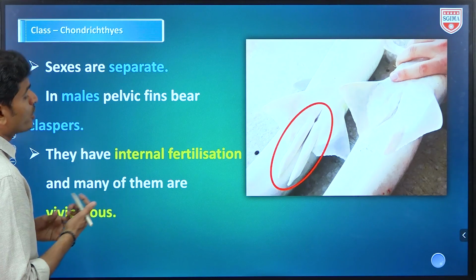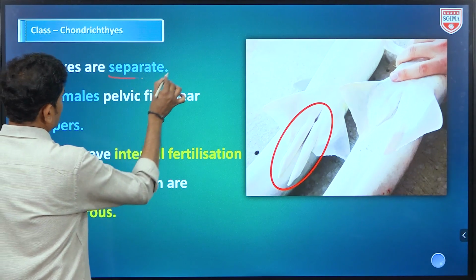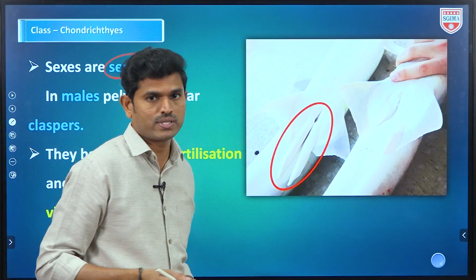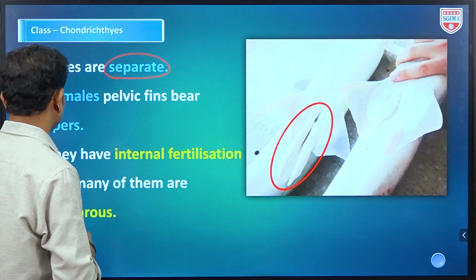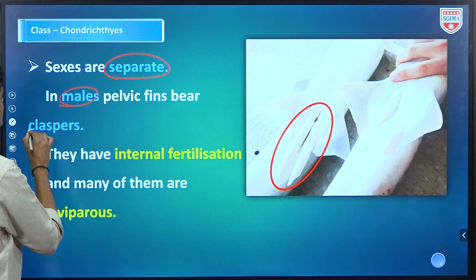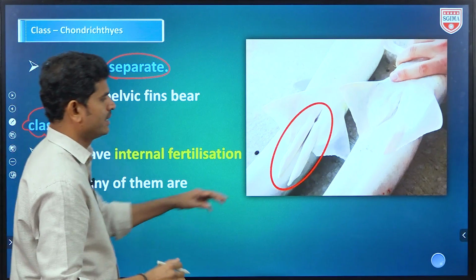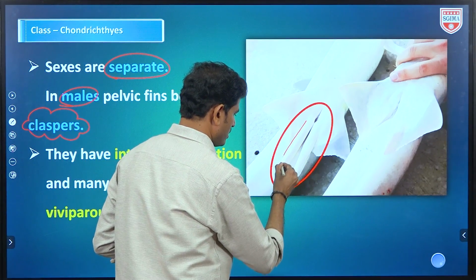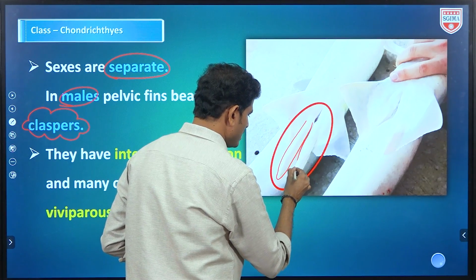Now, reproduction is mentioned: the sexes are separate, meaning males and females are separate. They exhibit sexual dimorphism. How can we identify male fishes and female fishes? This is how. In male fishes, males have separate organs called claspers. Here I marked these two structures. These are found only in males. These are called claspers.